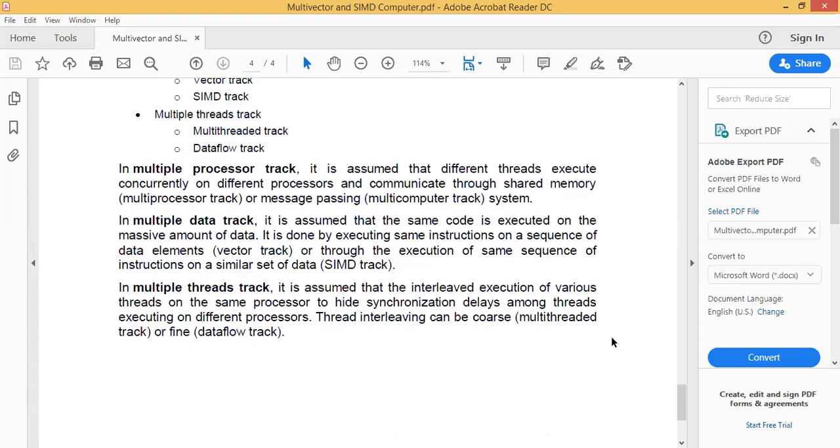And in case of the multiple thread track, it is assumed that there is interleaved execution of various threads on the same processor to hide synchronization delays among threads executing on different processors. So interleaving can be coarse or fine.